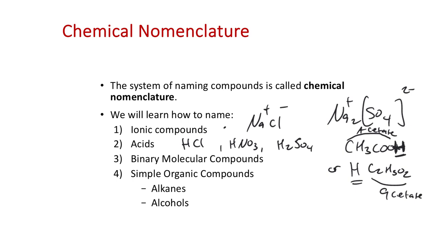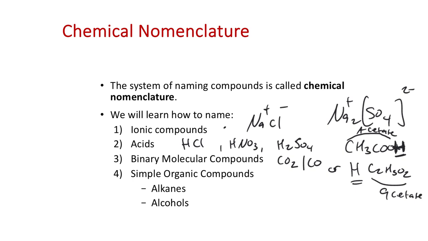Binary molecular compounds are compounds with two elements, and being molecular means a collection of non-metal elements. So something like CO2 would be a binary molecular compound. We want to be able to name things like carbon monoxide differently from carbon dioxide.